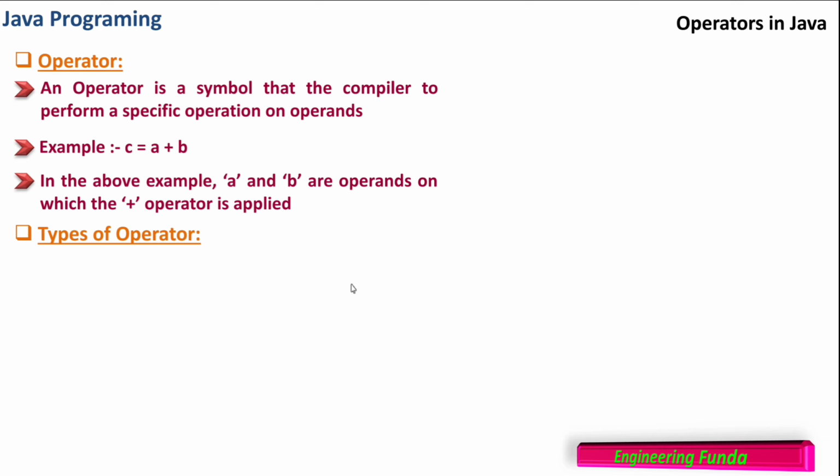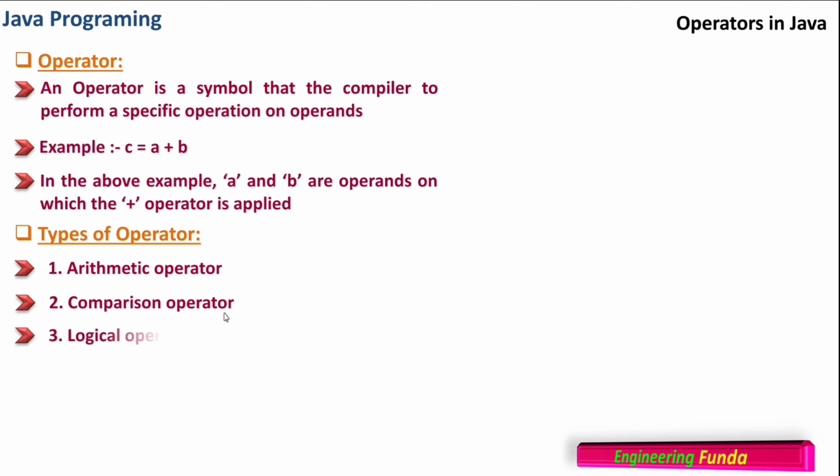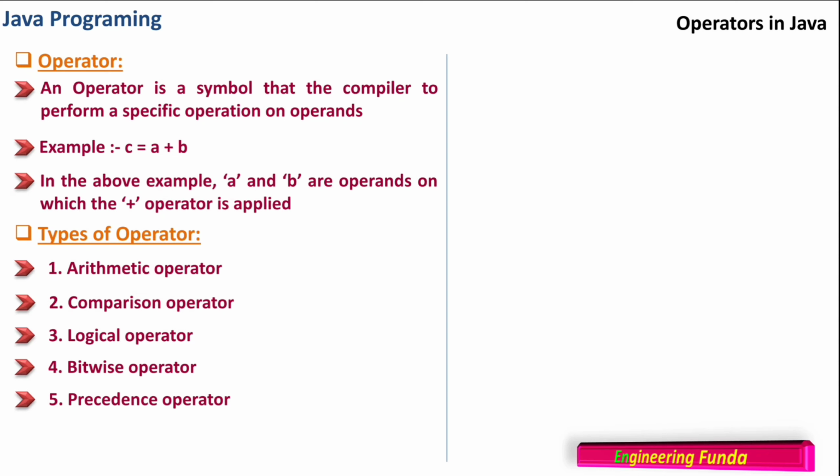Then the types of operators. There are 5 types of operators in Java programming. First is the arithmetic operator, comparison operator, logical operator, bitwise operator and precedence operator. We are going to see all these operators one by one in detail in this video. Starting with the first, the arithmetic operator.